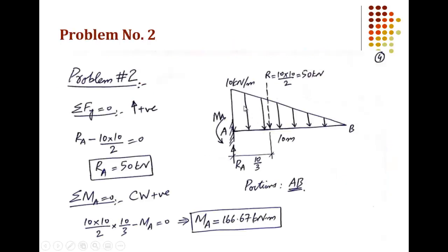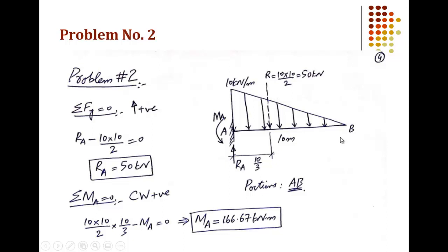This problem is related to a cantilever beam subjected to a VDL. The intensity of the VDL is 10 kilonewton per meter. The span of the beam is 10 meters. The point where we have support is point A and the free end is point B.